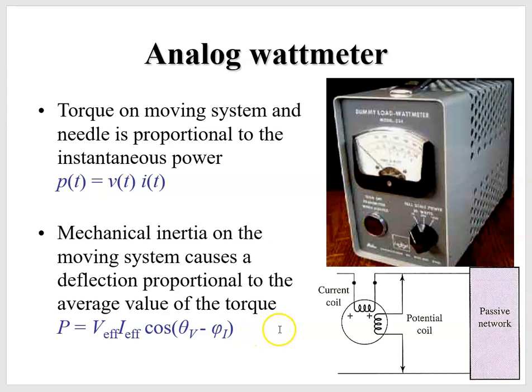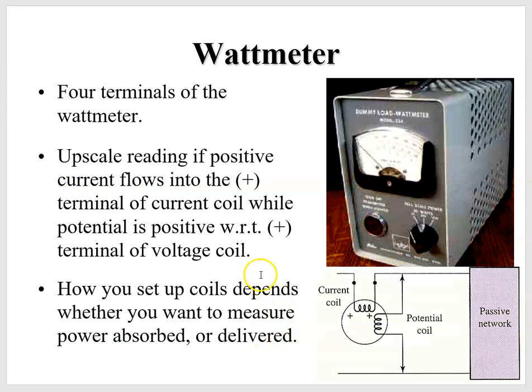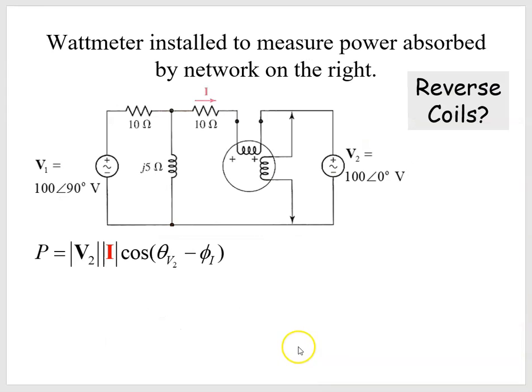That's our average power formula for AC sinusoidal steady state. So our wattmeter itself is going to have 4 terminals. It's going to give us an upscale reading if the current flows into the positive terminal of the current coil, while the potential is positive with respect to the positive terminal of the potential coil. So how you set up the coils is going to depend upon whether you want to measure power absorbed or power delivered. So this is set up to measure the power absorbed.